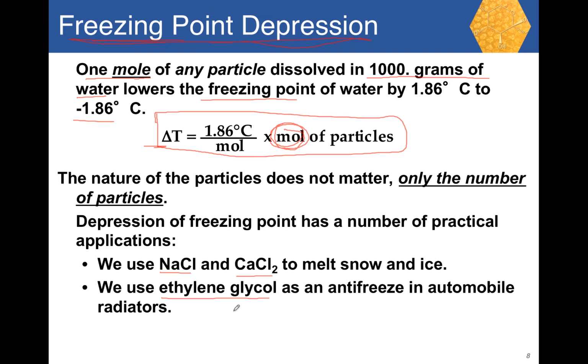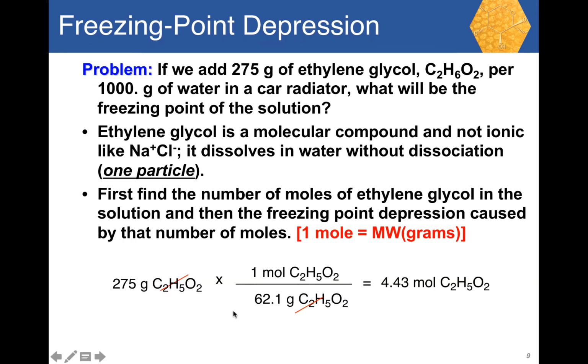So let's see if we can apply this concept here. So first, let us look at this example. If we add here 275 grams of ethylene glycol, which is antifreeze. So we have here 275 grams of antifreeze. Here's the formula. Of course, now you know why we give you the formula, because we're going to convert things to moles. And that's per 1,000 grams of water in the car radiator. What will be the freezing point of that solution?